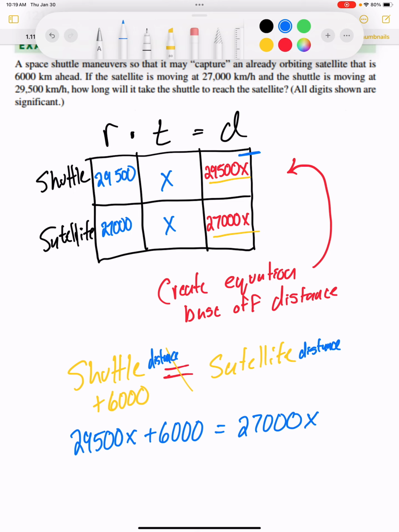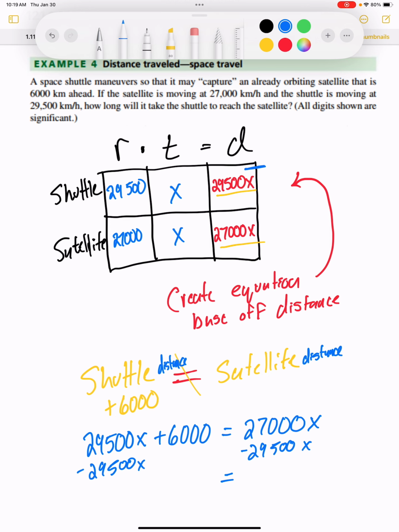All right, and now we can solve for x. So we built an equation, and it was based off of the distance. So now we can solve for x. So I'm just going to subtract 29,500x from both sides. So I got 27,000 subtract 29,500.